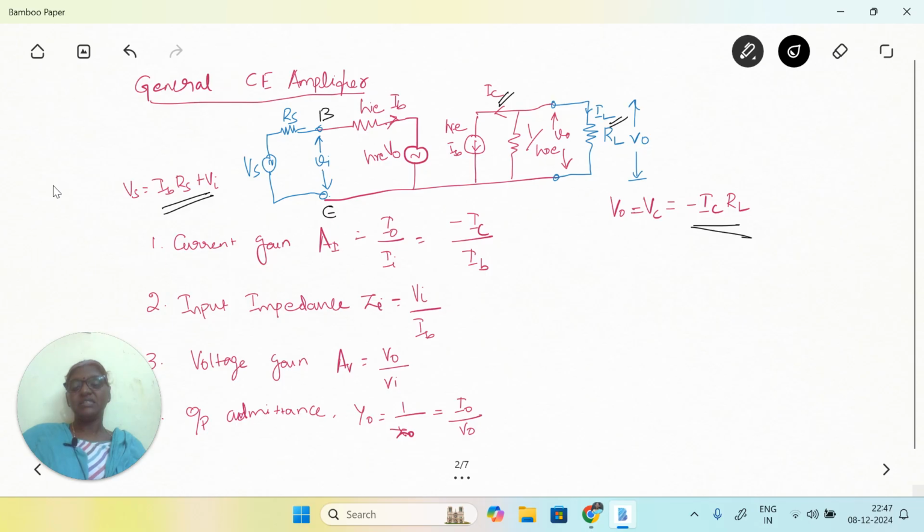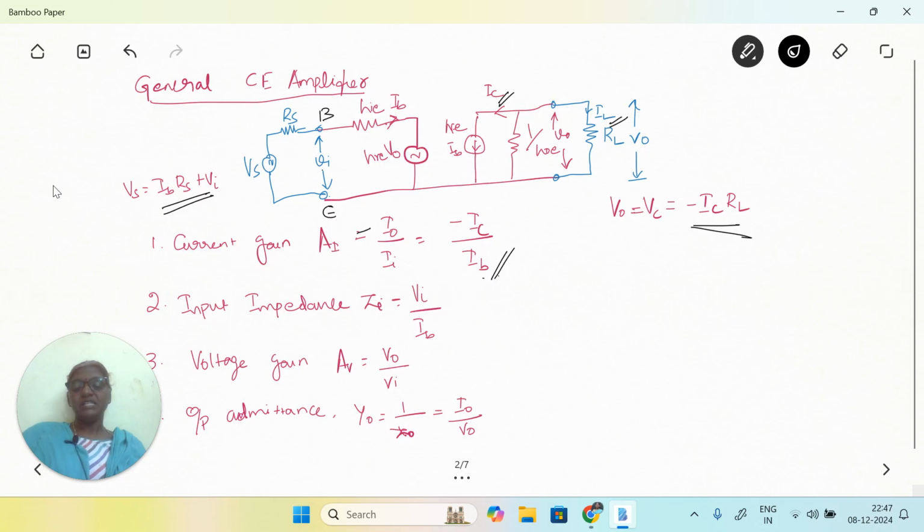When we are doing the analysis of the common emitter amplifier, we need to find four different parameters. One is the current gain, another is the input impedance, the third is the voltage gain, and the fourth is the output admittance. The current gain is the output current by the input current. Here the output current is the collector current and the input current is the base current. Io, the load current, is always referred to as the output current. Since the load current and collector current are in opposite directions, it is taken as minus Ic by Ib. The current gain Ai is minus Ic by Ib.